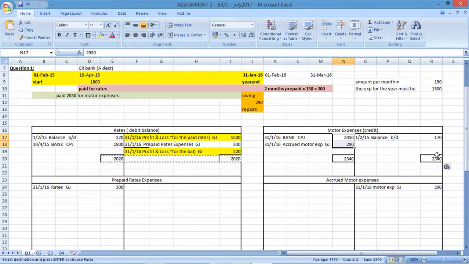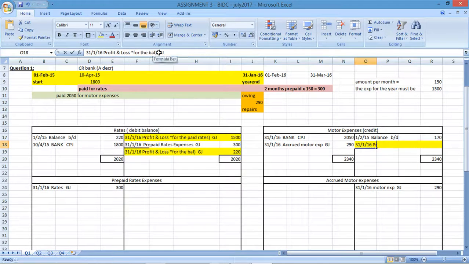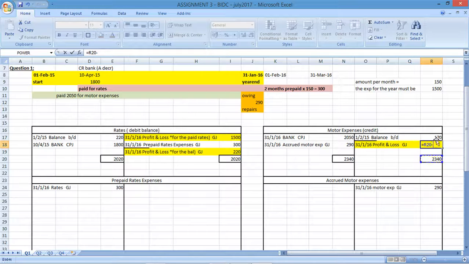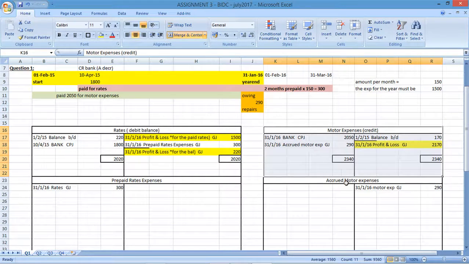That's the bigger side. I want the bigger amount, so then I'm going to close off the motor expenses by finding the balancing figure, which is going to be my profit and loss for the year. So I'm going to show that profit and loss for the year, general journal, and I'm going to find the balancing figure, which is that total less that amount. And that gives me 2170. That's the profit and loss that comes from the motor expenses.